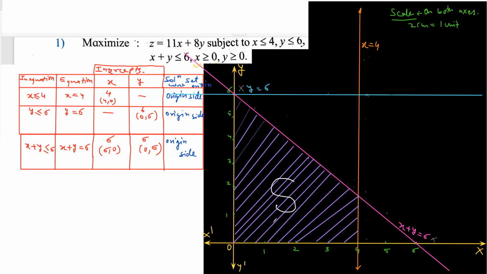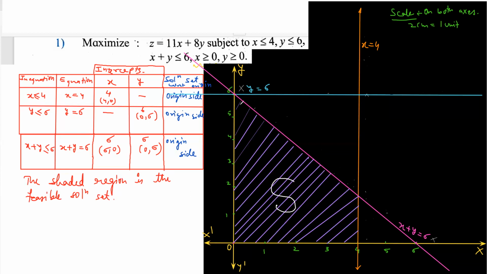Before you go for the next question, students, whatever I write now goes below this graph. Below this graph, you will write: the shaded region is the feasible solution set. The shaded region is the feasible solution set.